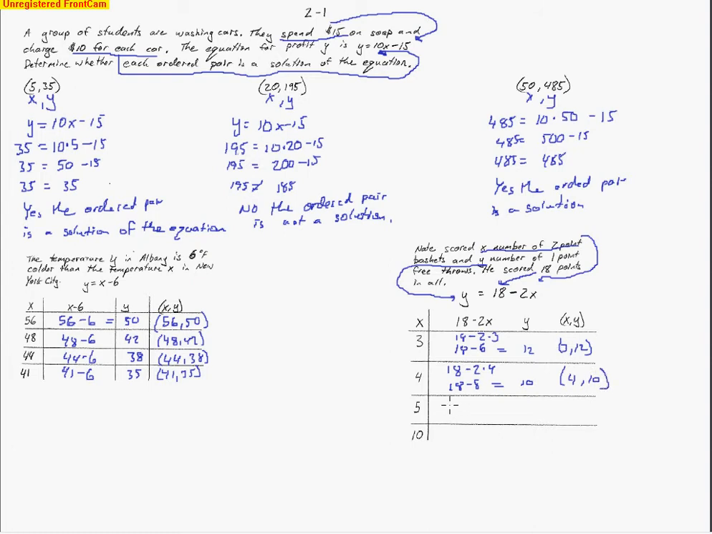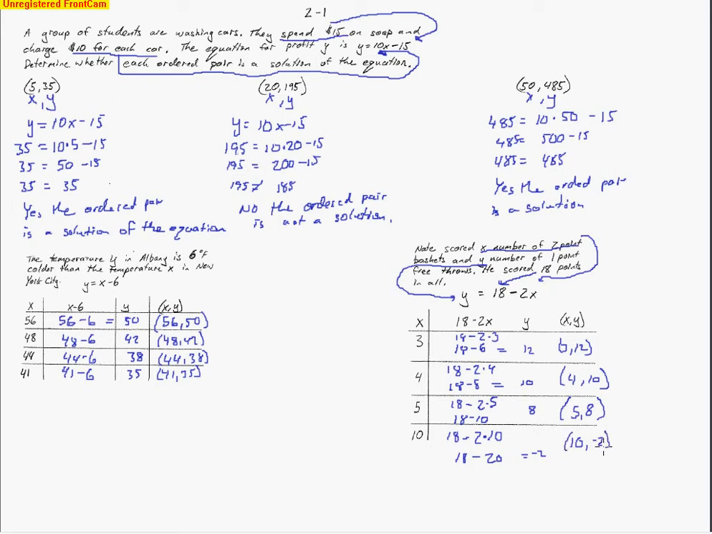And the next one, 18 minus 2 times 5. So 18 minus 10 gives me 8. And I write the ordered pair, which would be (5, 8). And the last one there, if I had 18 minus 2 times 10, and we'll see what this one is. This one's going to give us a different number. 18 minus 20. That gives us a negative number. That gives us negative 2. So that ordered pair would be (10, -2).